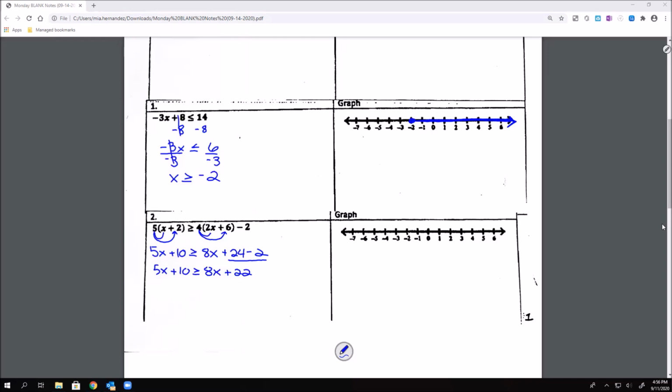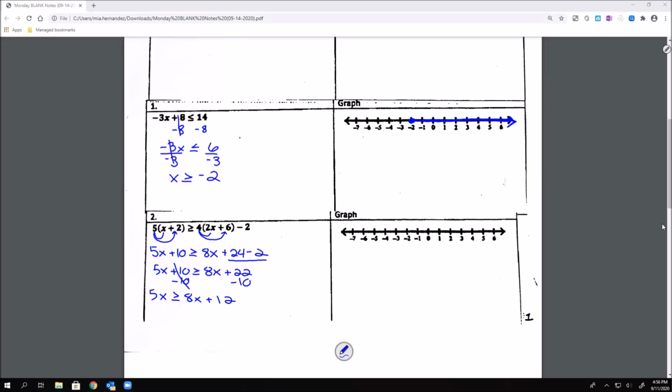Still trying to get my x's by themselves. So we're going to move my numbers over. We're going to start by moving this positive 10. Opposite of my positive 10 is my negative 10. So I'm going to subtract 10 from both sides. When I do this, my positive and negative 10 cancel one another out. I'm now left with 5x greater than or equal to 8x plus 12. Almost there, getting closer and closer.